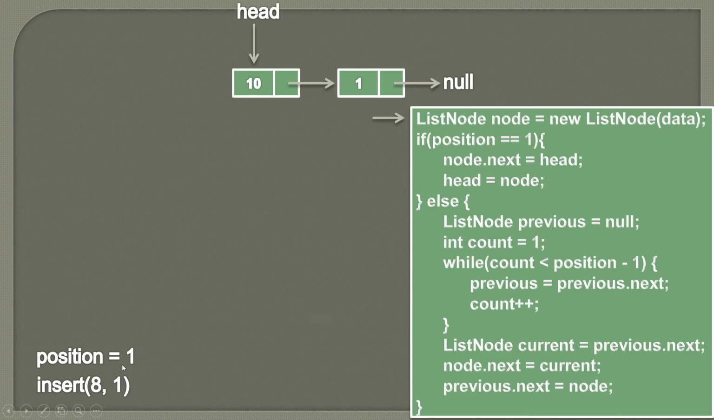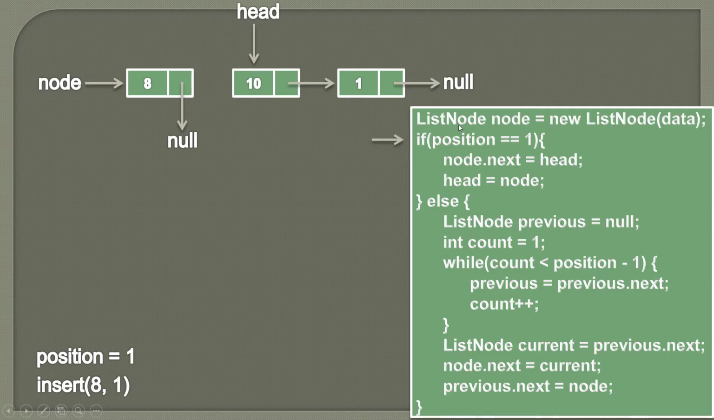So here you can see that whatever value we have passed, which is 8 here, is nothing but our data. So in the first step what we are doing is creating a list node having data as 8 because we want to insert this node at position 1. So it would look something like this, that node is pointing to a list node having value as 8 and its next is pointing to null.